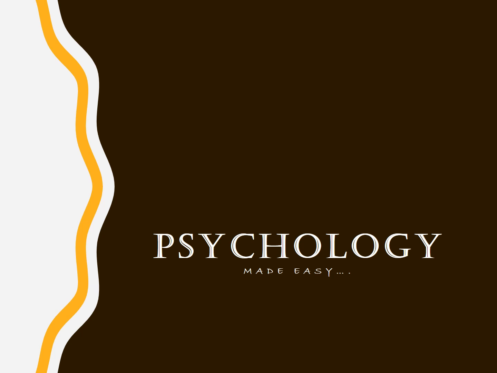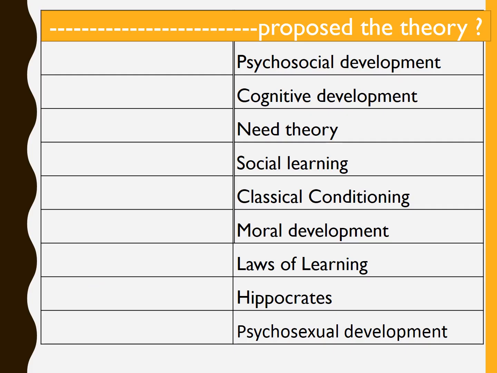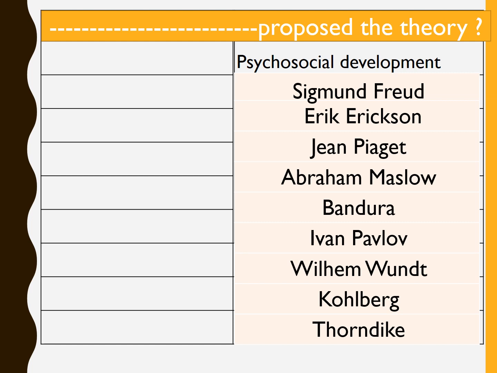Let us discuss some of the most important questions from the subject of psychology. Usually the question comes in such a way that it asks who proposed the theory, and we may get a number of theories followed by the names of the theorist. Let us discuss question number 1. Who proposed the theory of psychosocial development? Imagine these are the options, and the answer is Erik Erikson proposed the theory of psychosocial development.